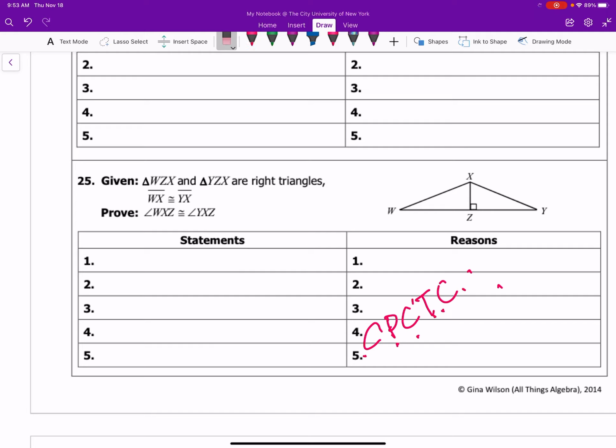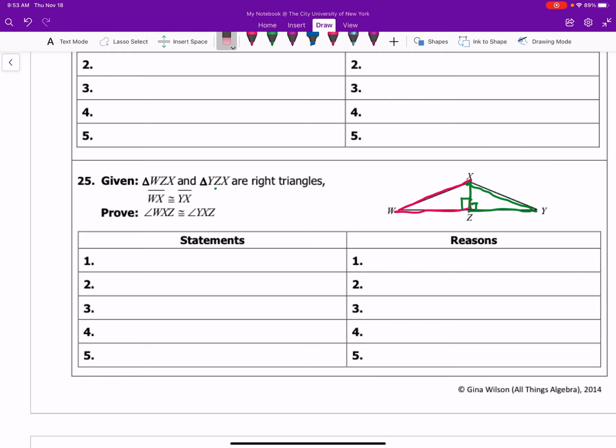Okay, so first we'll have to prove that two of these triangles are congruent. So what those two triangles are, these two obviously. So let's prove that they are congruent. So let's see what is given. They say WZX and YZX are right triangles. So if they're right triangles, we can always smell that there might be the HL postulate to be used, and let's see if we can find the H.